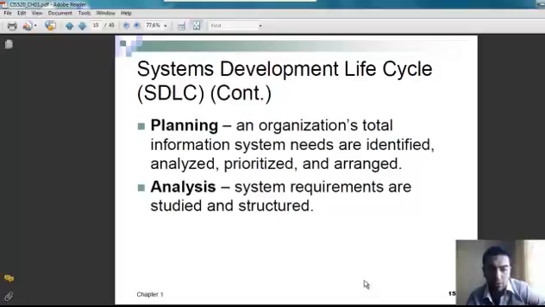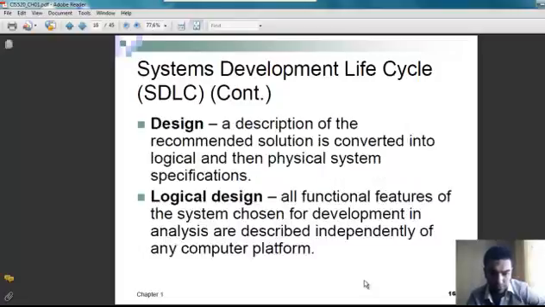Planning: an organization's total information system needs are identified, analyzed, prioritized, and arranged. Analyze: system requirements are studied and structured. Design: a description of the recommended solution is converted into logical and then physical system specifications.